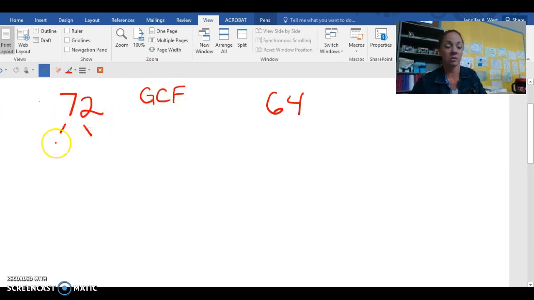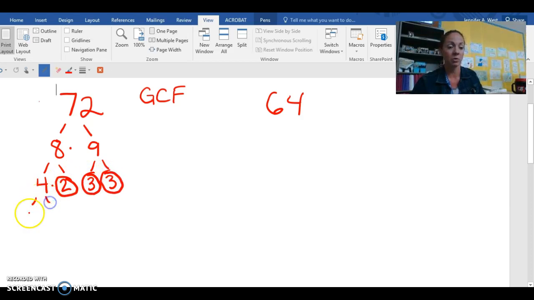So let's do our little factor trees. We have 8 times 9. Neither of those is prime, so we need to keep on factoring them. We have 4 times 2, and then 3 times 3. We can circle the 2, because we can't factor that out any farther, and same with the 3's. And then the 4 can go just a little bit more. There we go. So our factors of 72, we have 2 times 2 times 2 times 3 times 3.